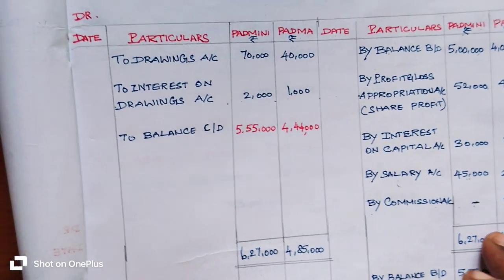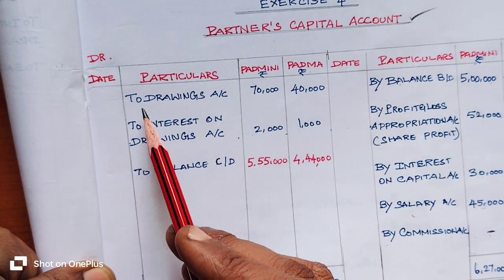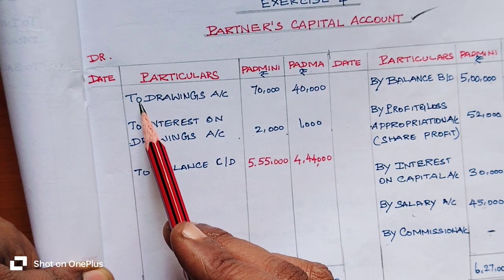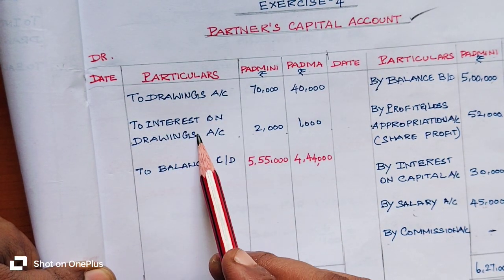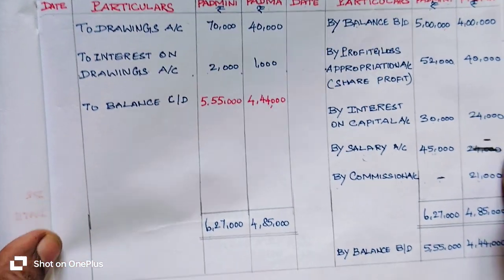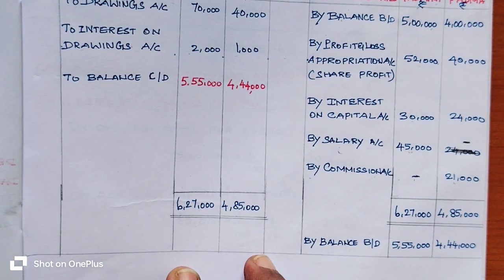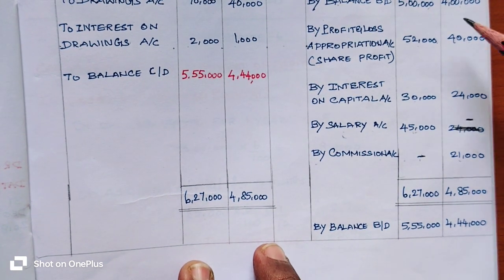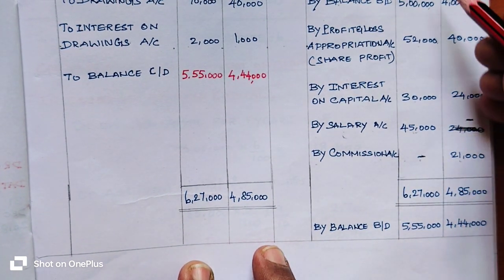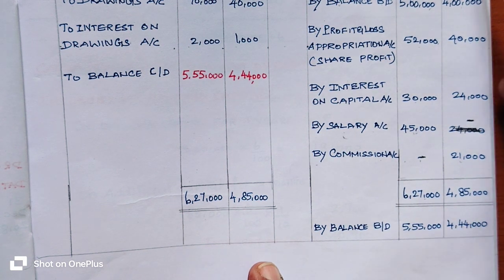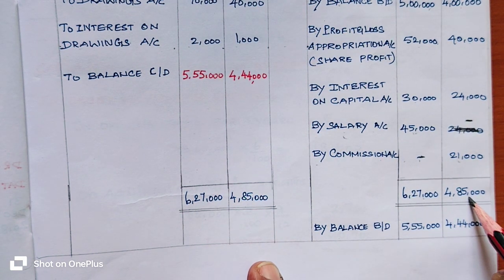Let's go to the debit side. As per the format we already marked in the question, you have to write drawings account and interest on drawings account. Then you have the higher value on the credit side. If you get the higher value on the credit side, you have to total it on the credit side. Batmini's total is 6,27,000 rupees and Batma's total is 4,85,000 rupees.